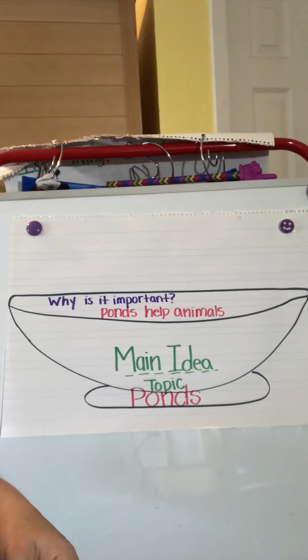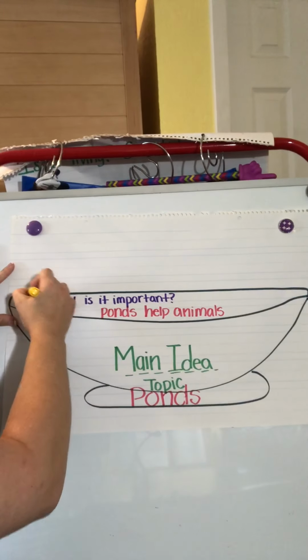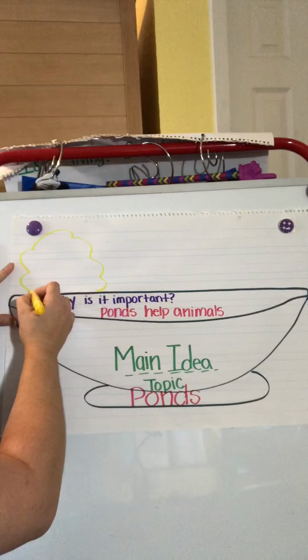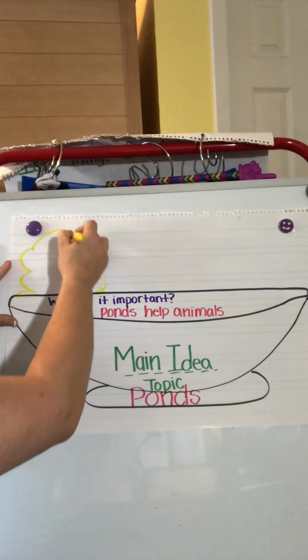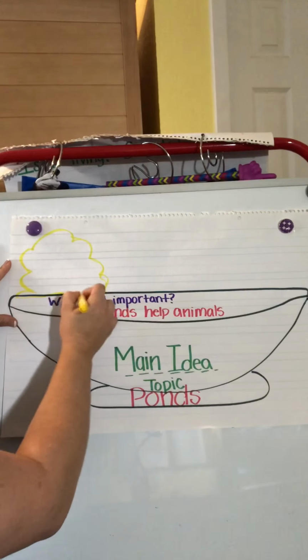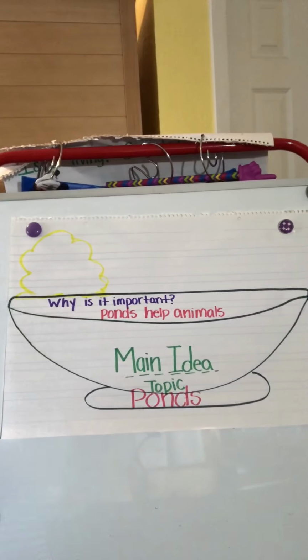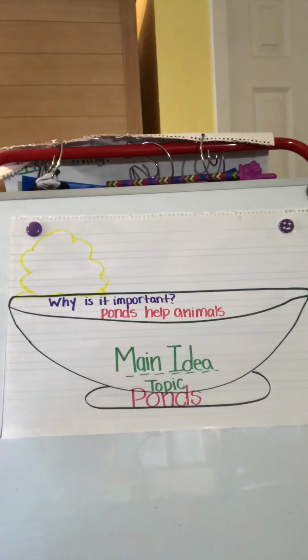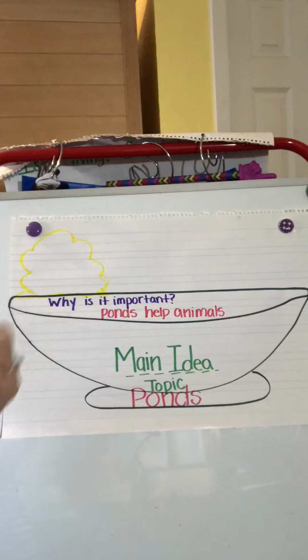Okay, so let's see. I'm going to start off with a single scoop of ice cream. Apparently Miss Nelson hasn't had ice cream in a long time. Okay, here's my first scoop of some vanilla ice cream. Hopefully you can see that. And I'll draw right in a brighter marker. All right, so inside my first scoop, I'm going to go back through the book, so you'd have to re-listen to the book, and find an example of how ponds help animals. And we're going to write it in our first scoop.